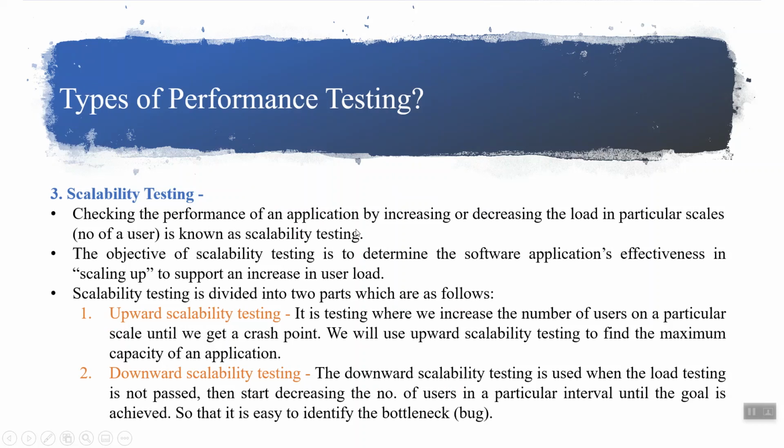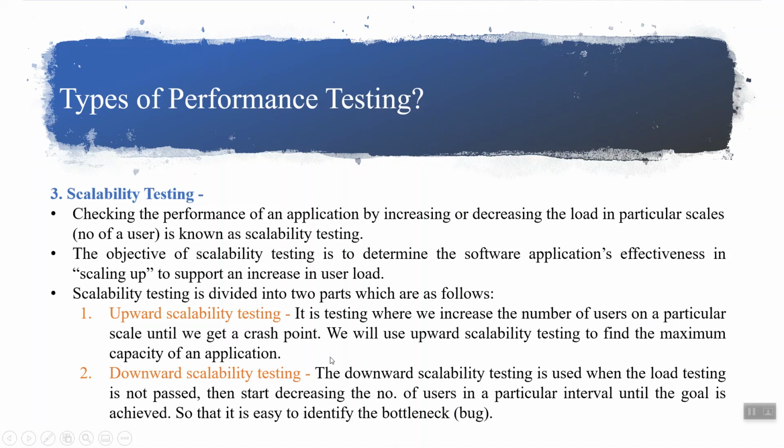Checking the performance of an application by increasing or decreasing the load on a particular scale, meaning the number of users, is known as scalability testing. The objective of scalability testing is to determine the software application's effectiveness in scaling up to support an increase in user load. There are two types of scalability testing, upward and downward. In upward, we increase the number of users on a particular scale until we get a crash point. We use upward scalability testing to find the maximum capacity of the application.